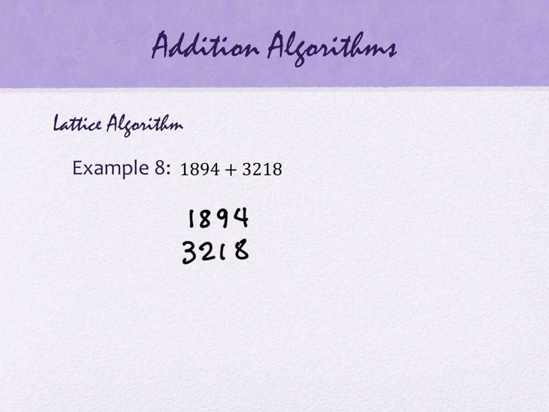What we're going to do is draw a rectangular grid underneath them. Because I'm adding 4-digit numbers together, I need them to be 4 digits by 4 digits, so I need 4 spots down here. Okay, everybody good? And then we're going to cross hatch them. So we're going to go like this. This is why it's called a lattice, because that's the design that you see.